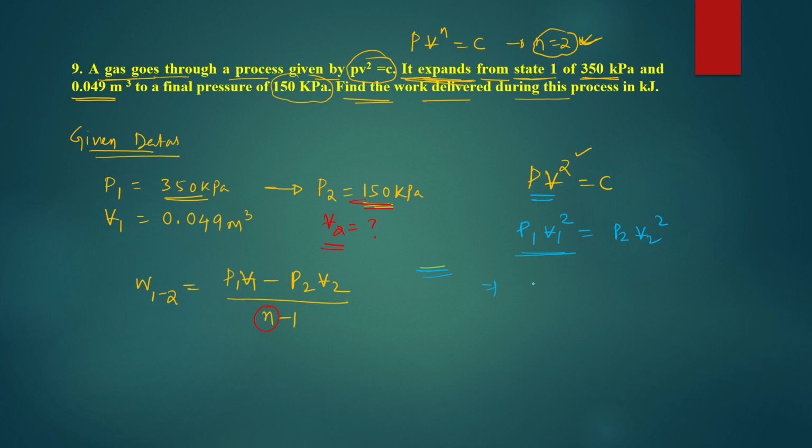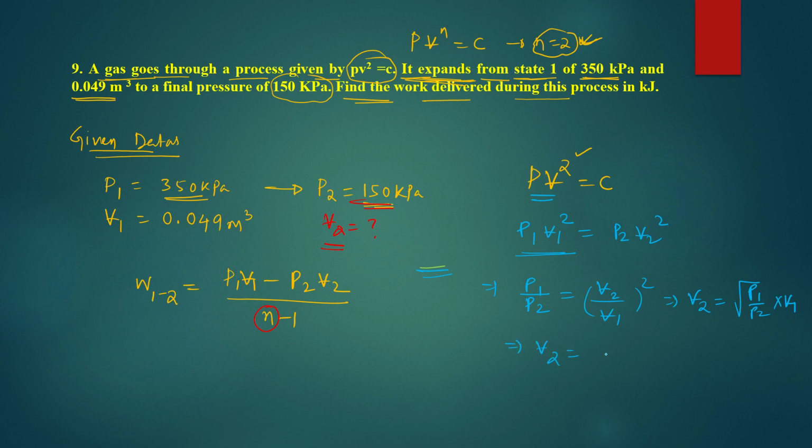So let us try to calculate that. I can write P1 by P2 will be equal to P2 by V1 square, right? And from here we will be trying to find out the value of V2. Then I can write that this will be under root P1 by P2 into V1, right? So now let us put all the values.